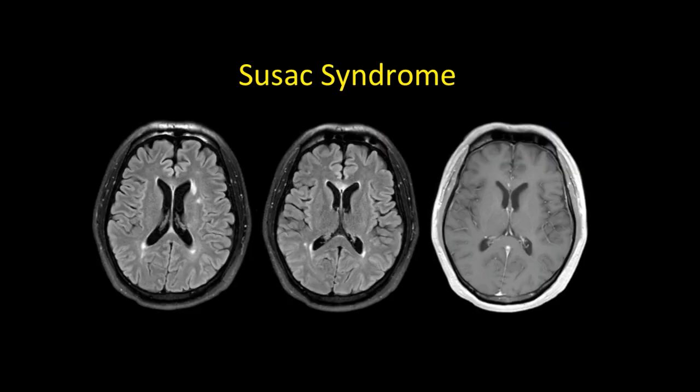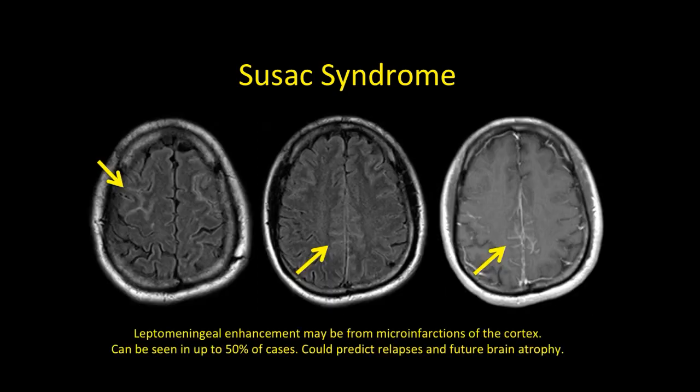And here's a case of Susac syndrome where we see periventricular and subcortical white matter spots, which could look like demyelinating disease, but actually in this angiopathy, they're related to ischemia. And here is a classic enhancing central callosal lesion rather than callosal septal. Again, because this is a microangiopathy, you can see microinfarctions of the cortex, which may cause this leptomeningeal enhancement. And this leptomeningeal enhancement can be seen in up to about half of the Susac syndrome cases, and people think that it could predict future relapses and future brain atrophy.